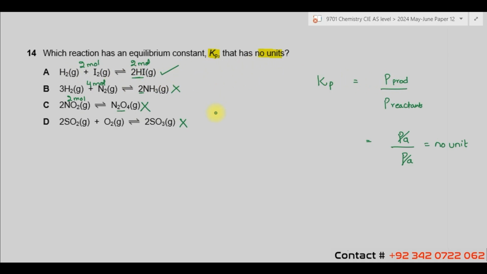So we can do this. We have Kp, so pressure of hydrogen iodide, as there are 2 moles, so it is squared, divided by pressure of hydrogen into pressure of iodine. So Pascal squared for this one, Pascal for this one, Pascal for this one. So Pascal squared divided by Pascal squared is no unit. Correct answer is A.